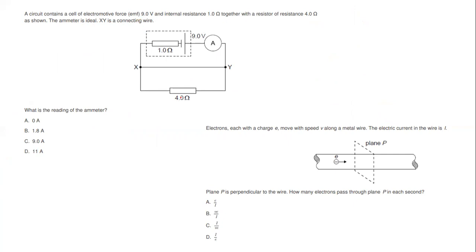Next. A circuit consists of a cell of electromotive force 9 volt and internal resistance 1 ohm, along with a resistance of 4 ohm. Internal resistance means the battery also has a resistance. The ammeter is ideal. XY is a connecting wire.